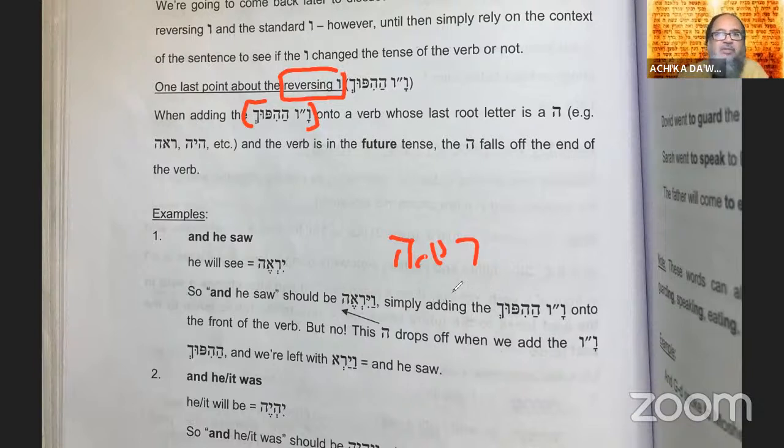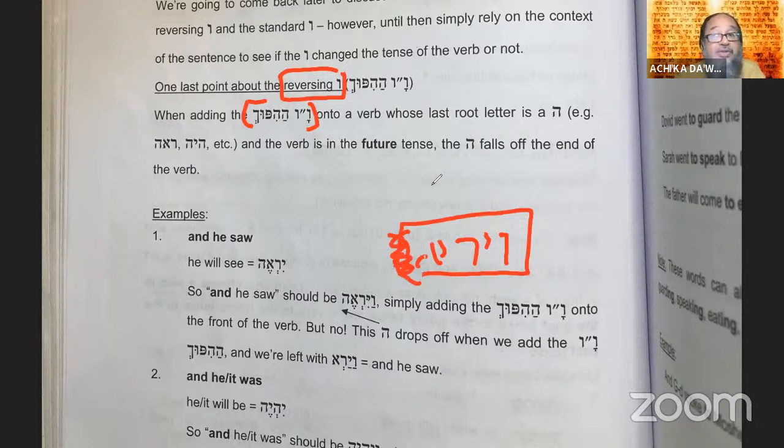So what's the problem? Where's the hey? So you'll be like, oh, okay. They must have, when they added the wa, because it was a future tense, when they put this yod right here and put this wa right here, this got to go. But it still means exactly the same root, except for that letter dropped off.